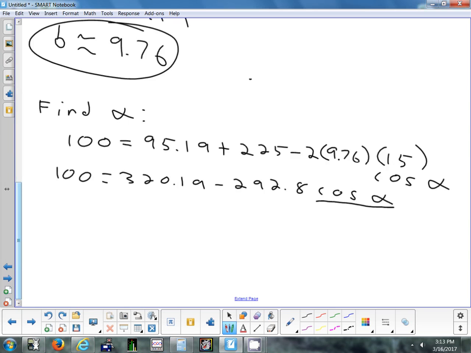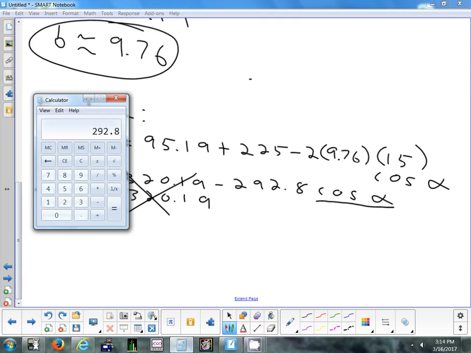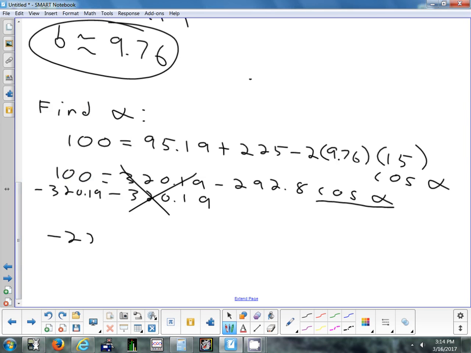Would you subtract the 320.19 to the other side and then divide by the 292.8? Yep. So we'll subtract the 320. What's 100? Well, let me just do it out. Sometimes it's a little tricky to think of the decimals, but it's negative 220.19. All right, so we get that equals. And now what did you say to do after that? Divide by negative 292.8. Yep, so I'm going to do that in the same step. Divide by 292.8.